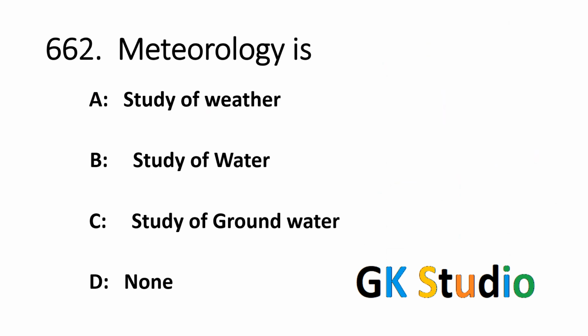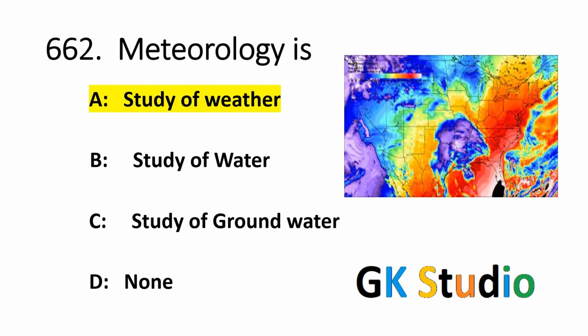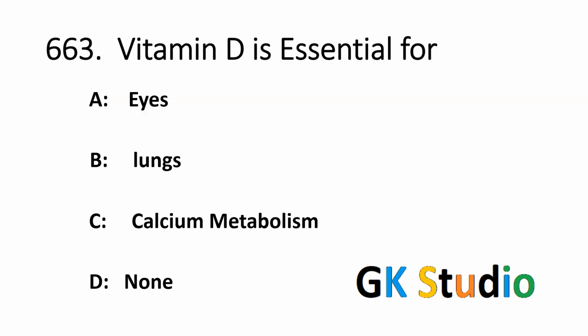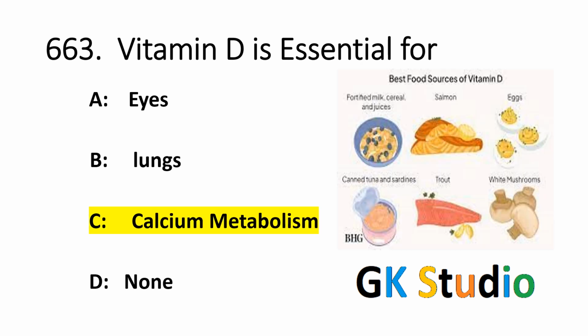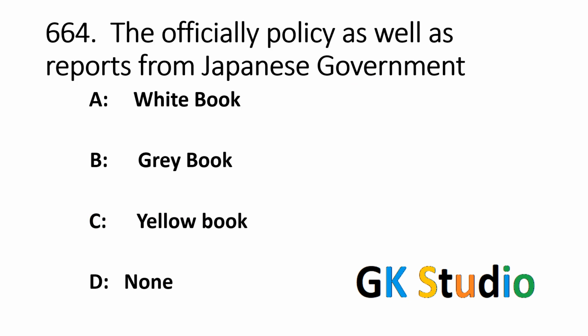Meteorology is the study of weather, study of water, study of groundwater. The correct answer is study of weather. Meteorology is called the study of weather. Vitamin D is essential for eyes, lungs, calcium metabolism, none. The correct answer is calcium metabolism. Vitamin D is essential for calcium metabolism. The official policy as well as reports of the Japanese government book is known as White Book, Grey Book, Yellow Book. The correct answer is Grey Book.